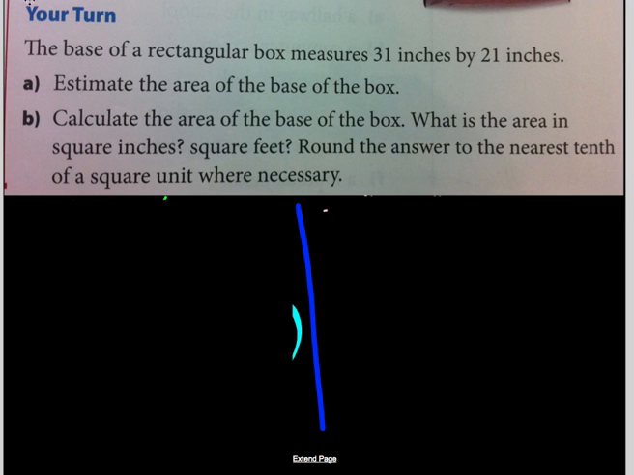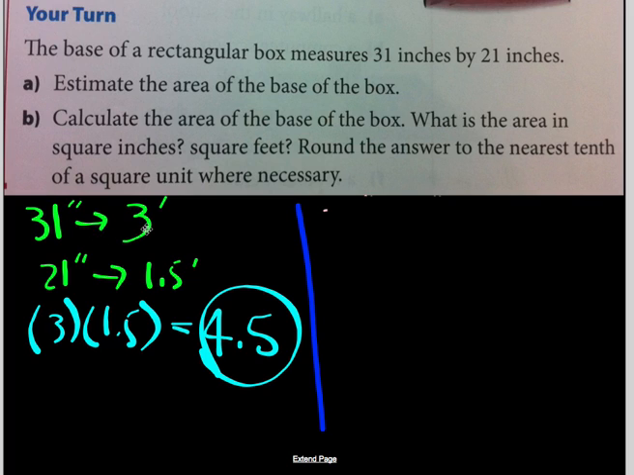That's something more reasonable. At the bottom of that page, 119, there's this question called Your Turn. The base of the rectangular box is 31 by 21. Estimate the area. I did that here, and again I rounded 31 inches up to 3 feet or 36 inches. I took 21 inches and rounded it down to 1.5 feet, which was about 18 inches. I took 3 times 1.5 and got 4.5 square feet. Because this is going to be pretty close to the window question, I think this is going to be about 4.5 square feet.